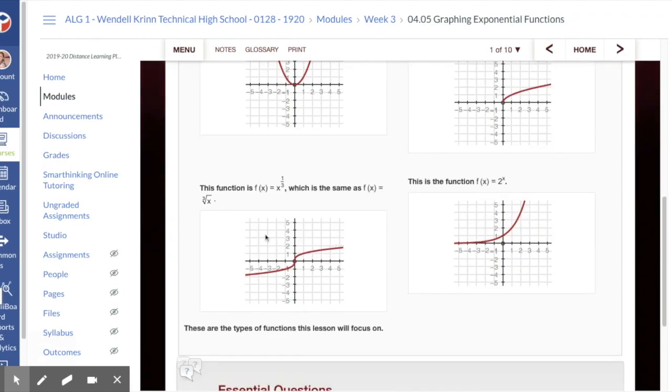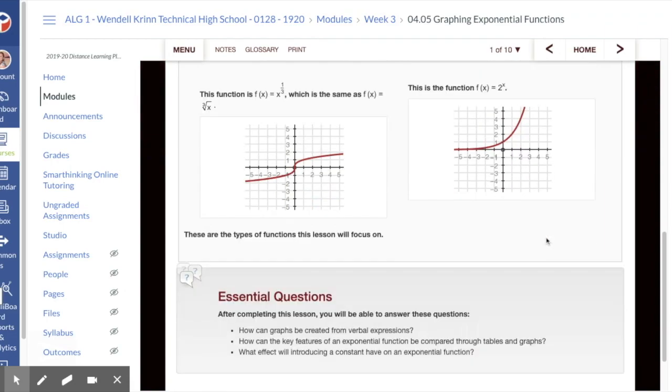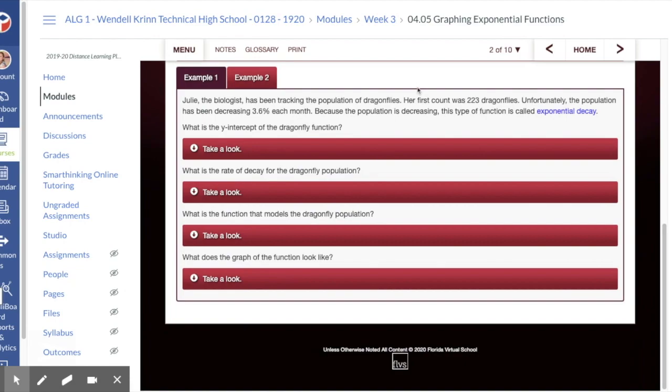We talked about this in our Math Nation videos as well. We have a cube root function, and then this would be an example of an exponential function because the x, or the variable, is the exponent, and this is an example of exponential growth. Decay would be starting up high and then coming down low. So here's our first example in page 2.